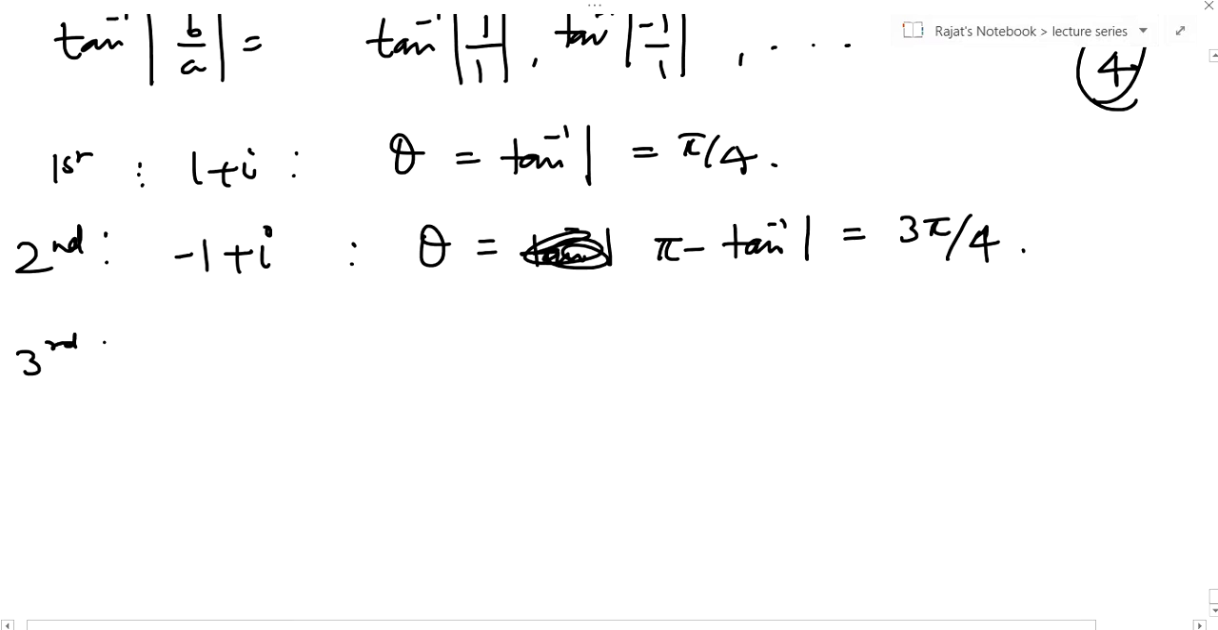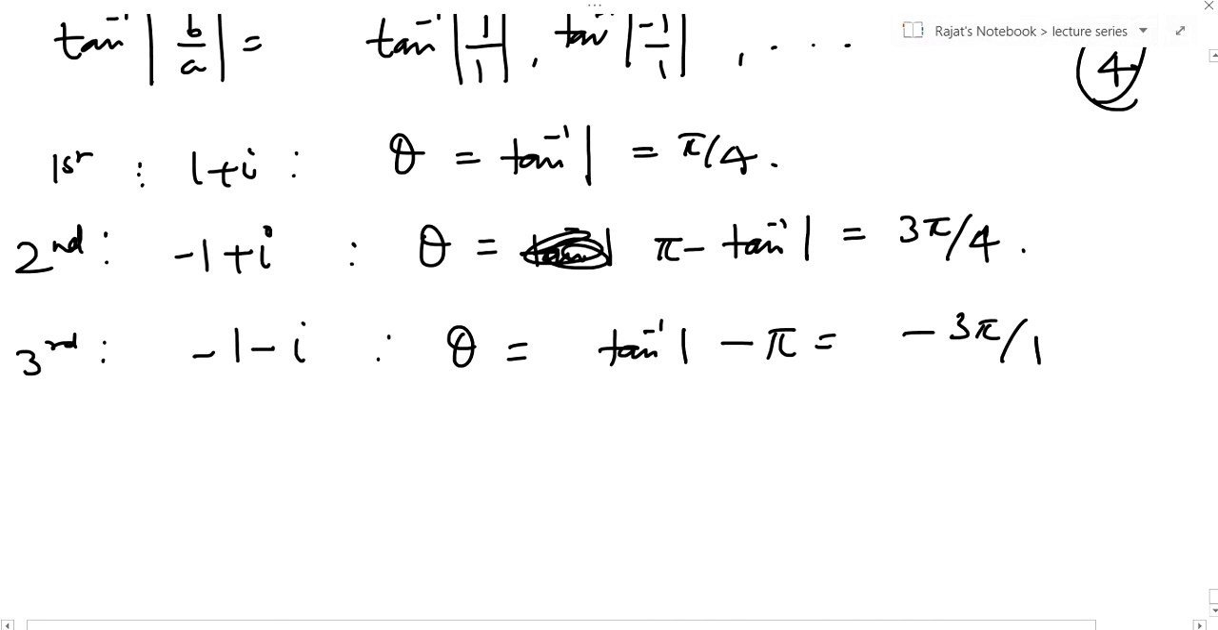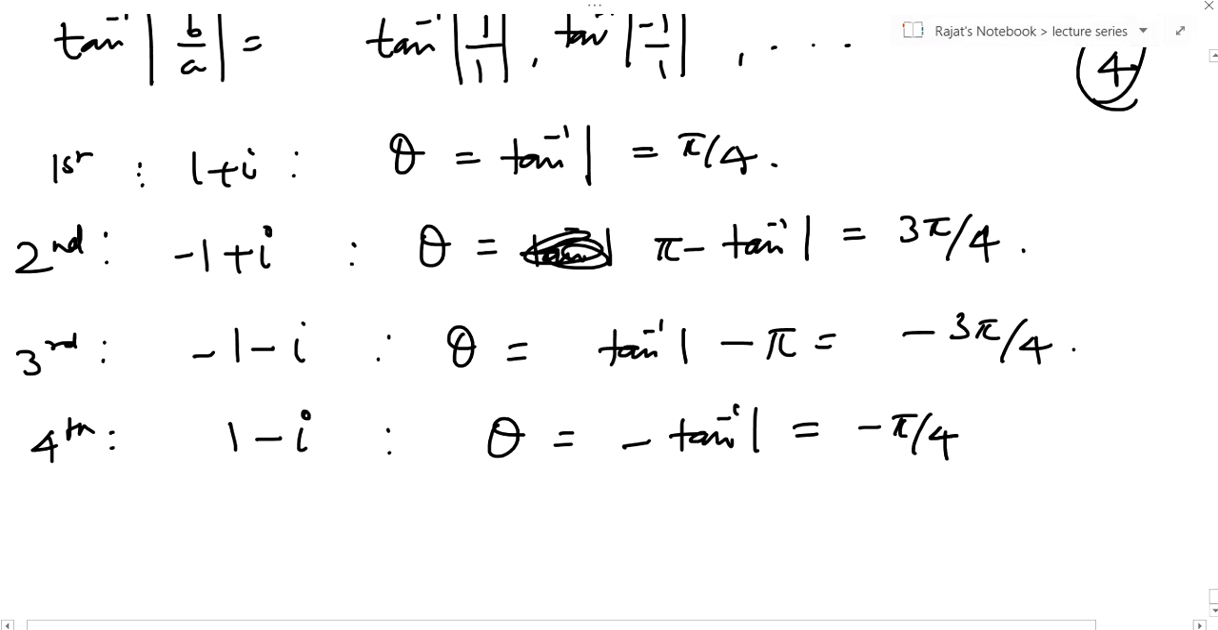If it is the third quadrant, then we will get minus 1 minus i, and theta will be tan inverse 1 minus pi, and you will get minus 3 pi by 4. And if it is the fourth quadrant, then it will be 1 minus i, and theta will be minus of tan inverse 1, so minus pi by 4. Just check, this is exactly what we got.